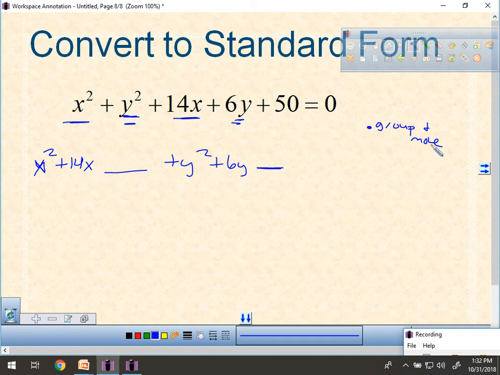And then it says and move. Y'all see this positive 50? I'm going to move it out the way. But when I move it out the way, it's a positive 50. What's it become over there on the other side? Yes, so put equal to negative 50.